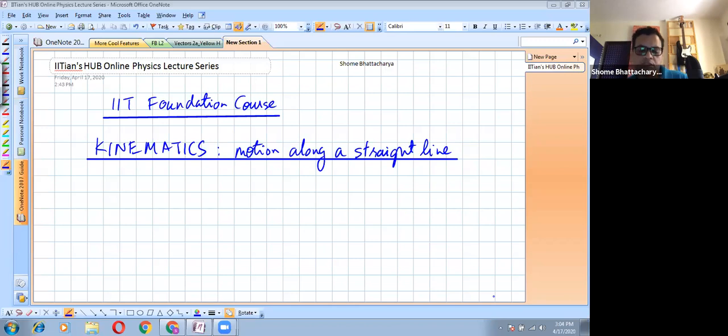I think the first question in the worksheet was pretty simple. It's about a runner who runs 2 kilometers in 5 minutes and then takes a U-turn and walks back to the starting point in 10 minutes. It is just to illustrate the difference between distance traveled and displacement, and also average speed, average velocity, etc. So you should be able to answer that question properly.